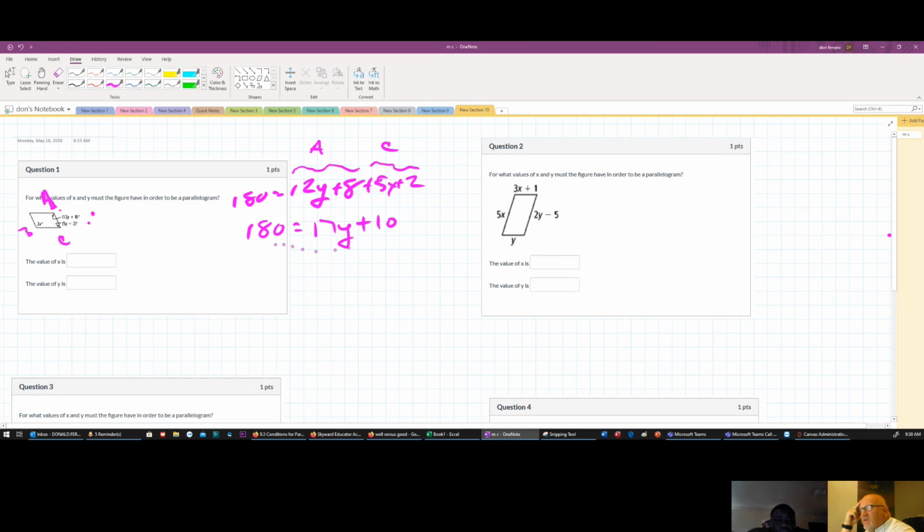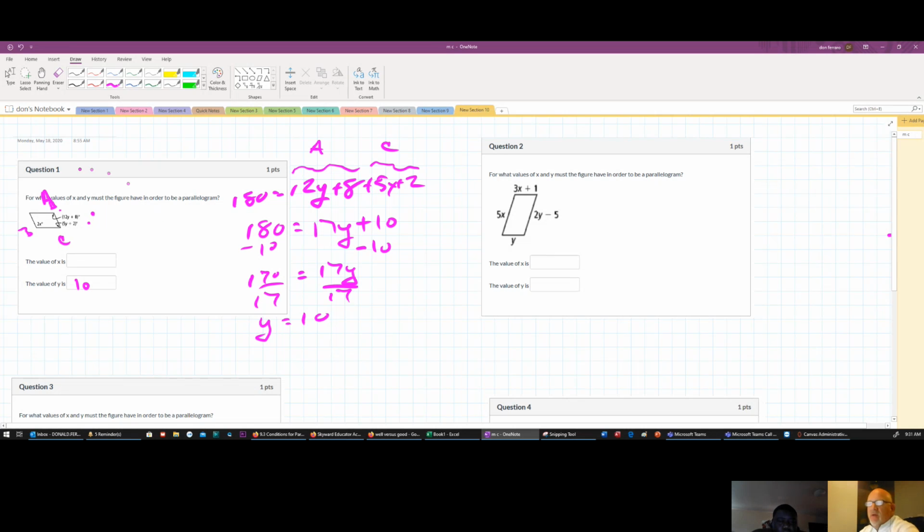So now what do we have to do? We need to get our whole numbers on one side and our variables on the other, right? So what do we have to do there? 10 out of 180, right? Subtract 10 and subtract 10. And now we've got 170 equals 17y. What are we going to do there? We're going to divide. It's going to give us y equals 10. So I did get 10 for y. So let's call that 10, right?